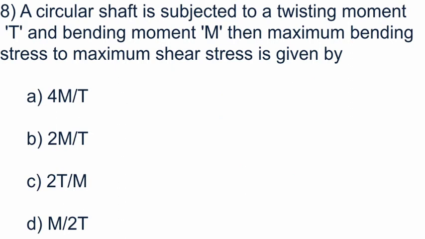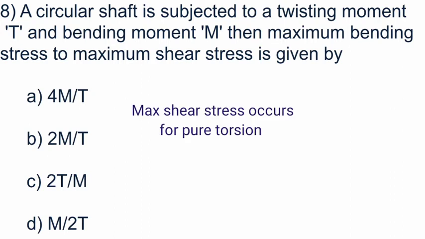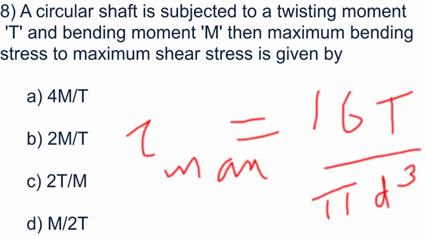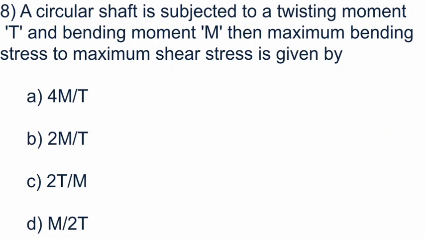Then what is the equation for maximum shear stress? Maximum shear stress happens for a shaft in the case of pure torsion. So maximum shear stress tau max is equal to 16T divided by pi d cube. They are asking about the ratio of maximum bending stress to maximum shear stress, that is sigma divided by tau max, is equal to 32 M by pi d cube divided by 16T by pi d cube. So the answer is 2M by T. Option B is the answer.